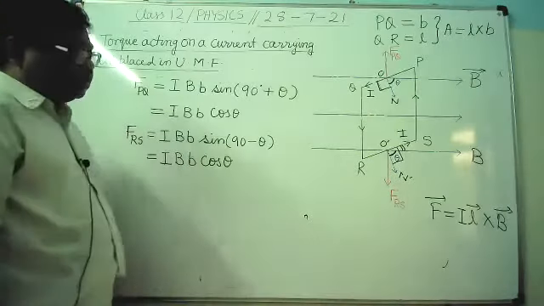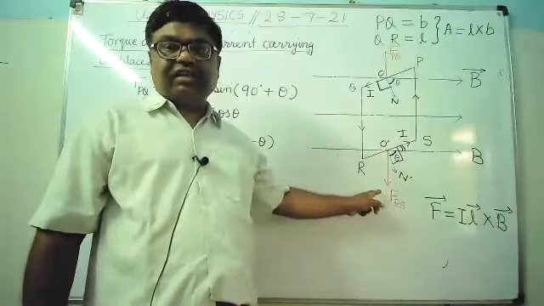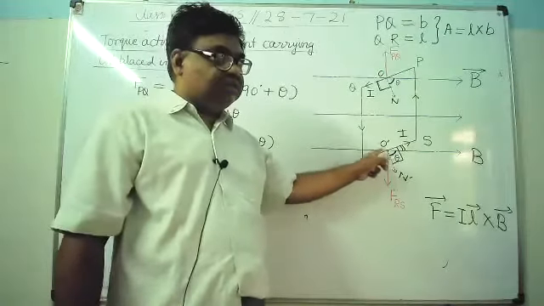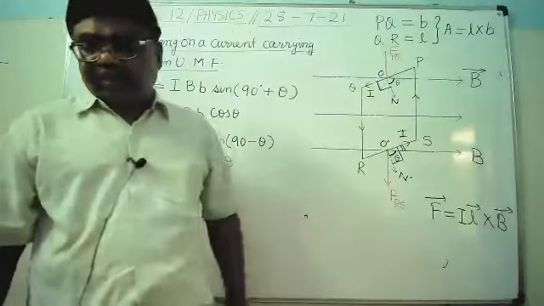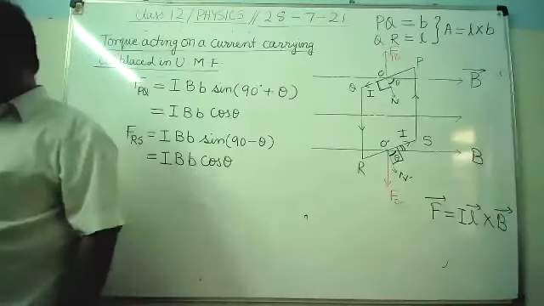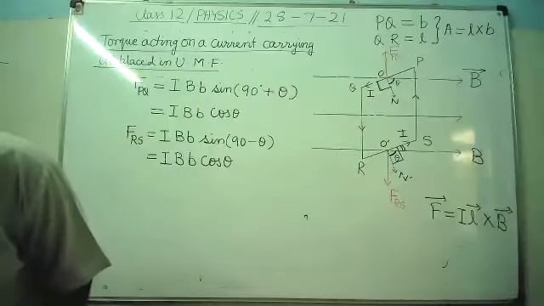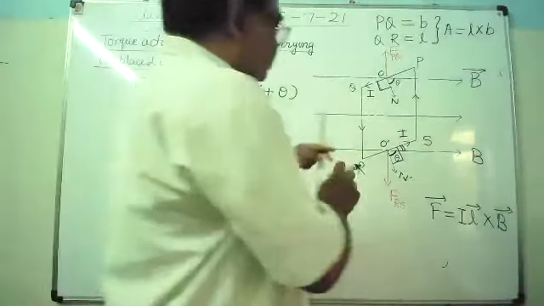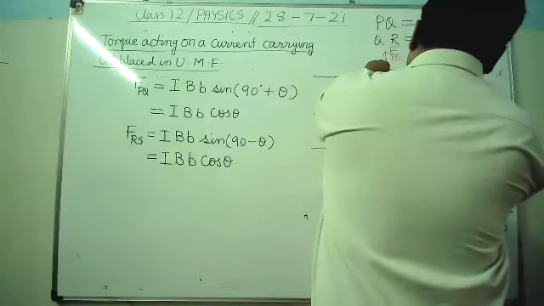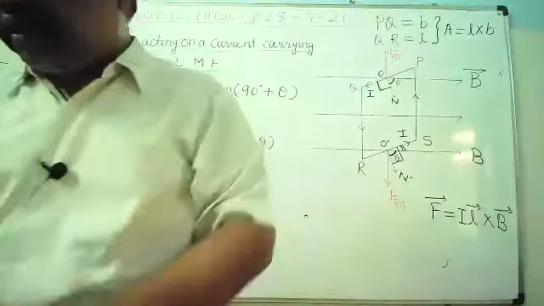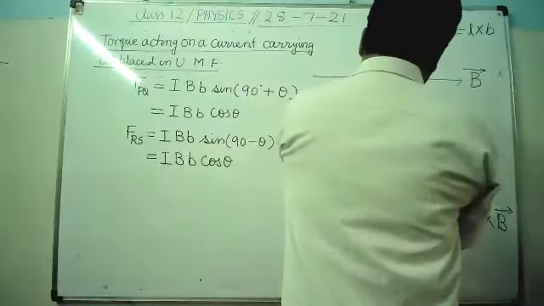Now you can see both the forces here. This force will act in this direction, perpendicular to the plane of the coil in the downward direction. If you see these forces, you will find that their lines of action are coinciding. If we look at these two forces, their magnitude is the same and their line of action is coinciding.